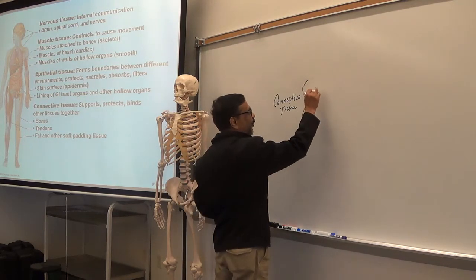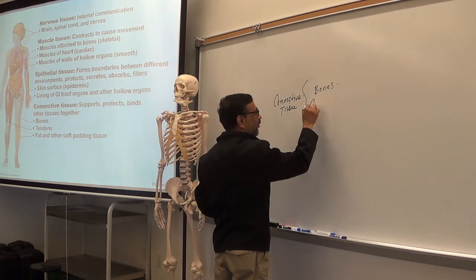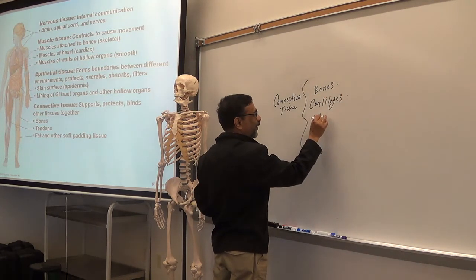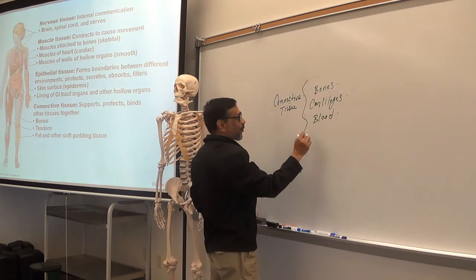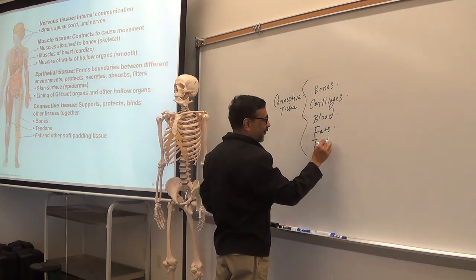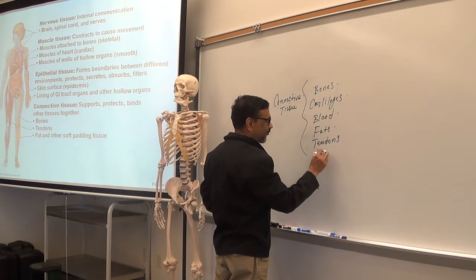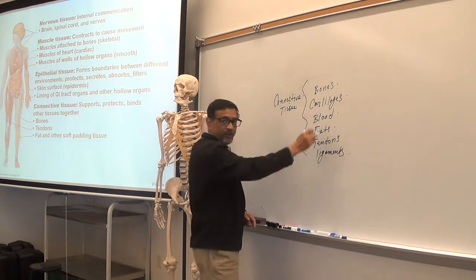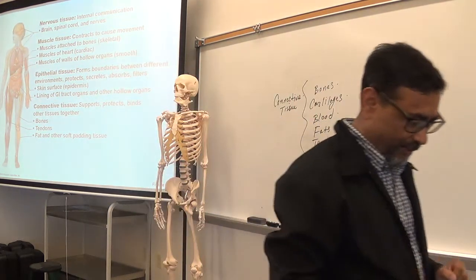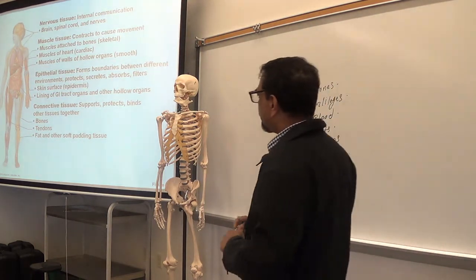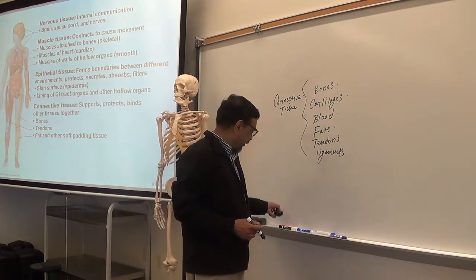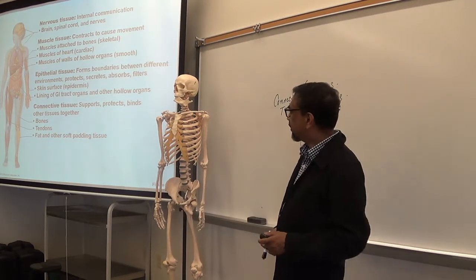For example, your bones, cartilages, blood, you see, liquid, fats, tendons, ligaments, all these belong to connective tissue. Make sense? So different types of structures are formed by connective tissue. Okay, so those are the locations of four different types of tissues in your body.